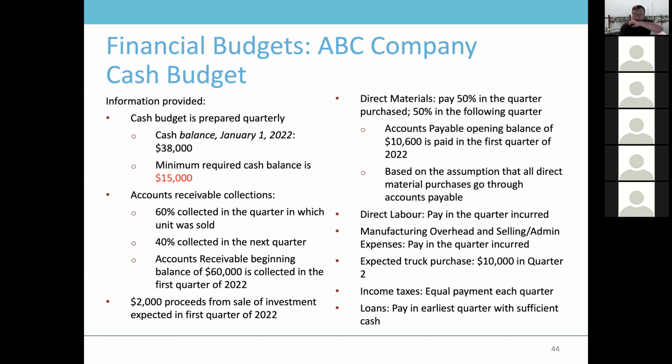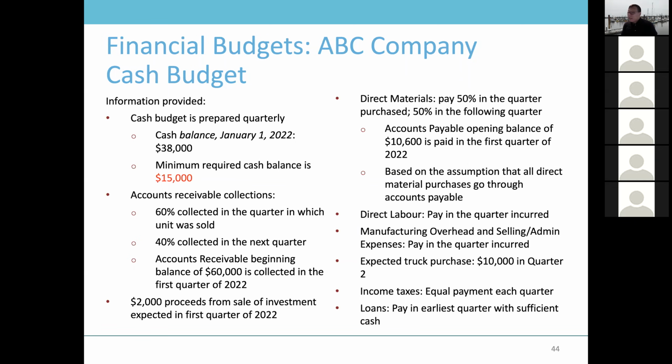Okay, direct labor, you have to pay them right away, right? Otherwise, your employees will quit. They won't work. You can't delay the salary, right? Your employees live on it. So that's paid on time. Manufacturing overhead and the selling and administrative expenses are paid in the quarter of the period. Expected truck purchase: in the second quarter, I'm going to purchase a truck. That's going to cost me $10,000, okay?